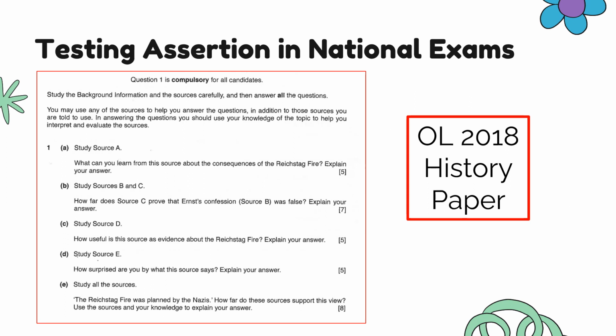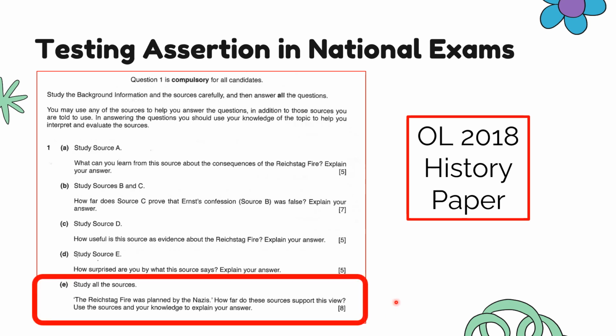So how does testing assertion look like in the national exam? This is the 2018 history paper, the O-level paper. And as you can see, testing assertion is usually 8 marks. There'll be a statement, and you are supposed to find sources that support this particular assertion that the Reichstag fire was planned by the Nazi. So how far do the sources support this view? Will there be sources that do not support this view?